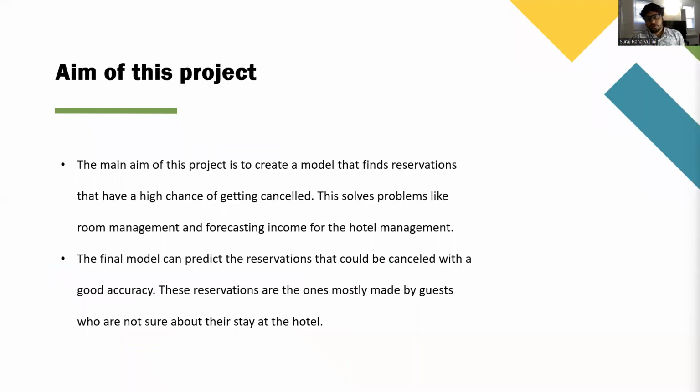So the aim of this project is to identify the reservations which would most likely be cancelled. The model mostly predicts those reservations which are made by people who are not sure about their stay.